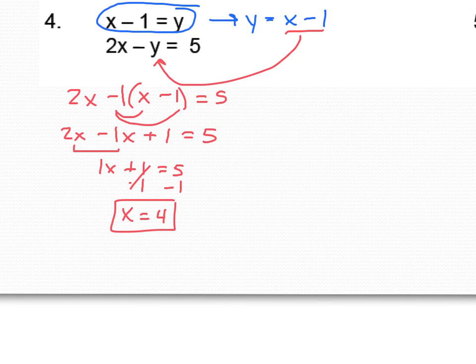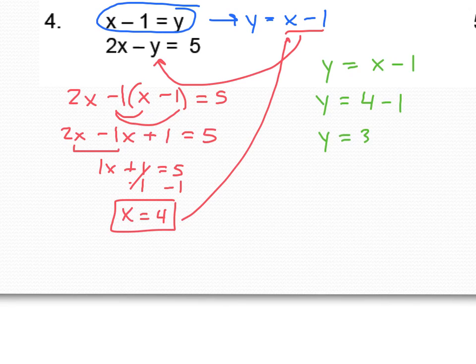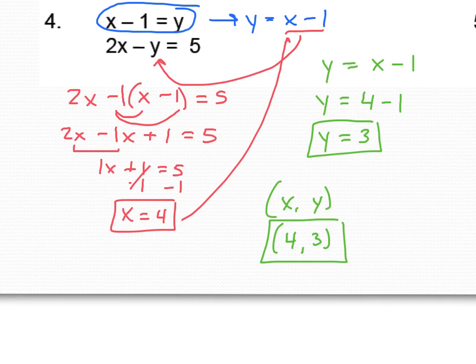Once I have x equals 4, my goal is to take this x and plug it in to the x up there. So I have y equals x minus 1. I plug in x, so y equals 4 minus 1. Simplify, y equals 3. My solution, x comma y, is 4 comma 3. And that is my solution.